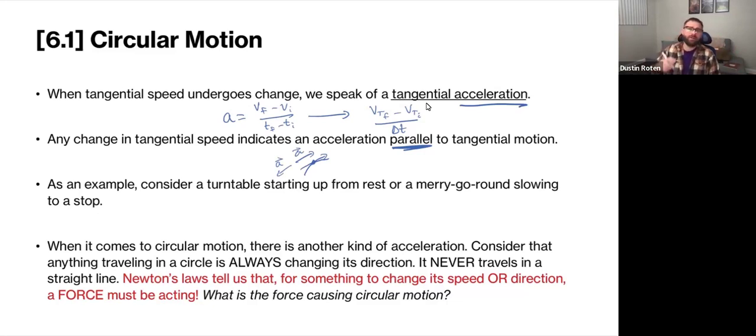For an example, you could consider a turntable like we've been talking about, starting up from rest, because that's going to be no movement, zero initial tangential velocity, and then it's going to get up to some speed. Or we could go the other way. Maybe we're talking about a merry-go-round that's moving and then it's slowing to a stop. So those are really basic examples of just tangential accelerations.